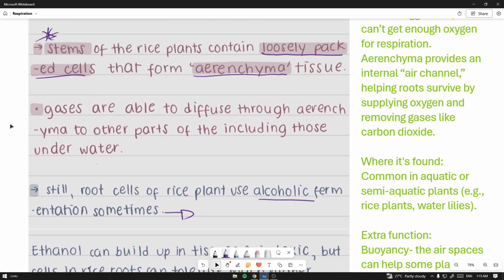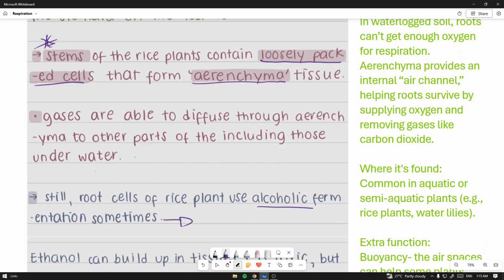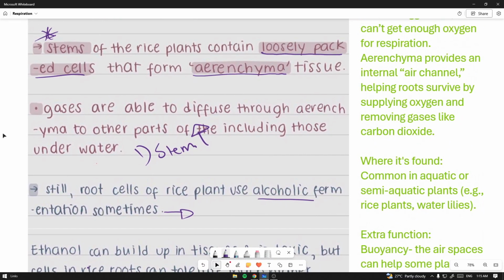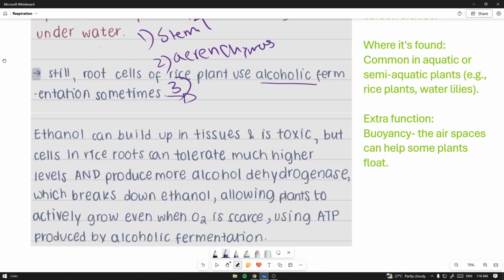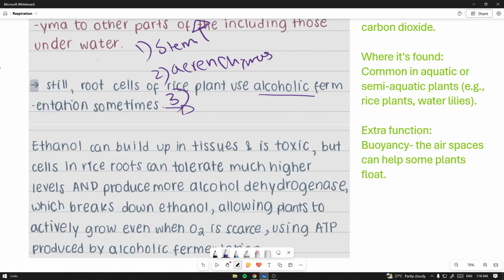Now, the first adaptation is that the stem growth is accelerated, okay? And the second adaptation is they've got parenchymas. And now the final adaptation that's in our syllabus.